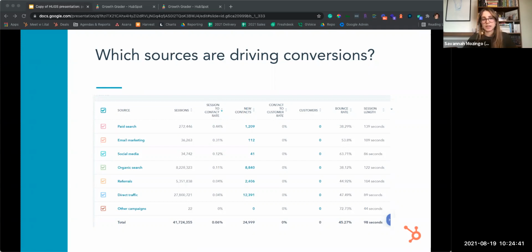So I would say leave low sessions and low conversion rate sources for a later project, because it takes a lot of energy to fight two uphill battles.